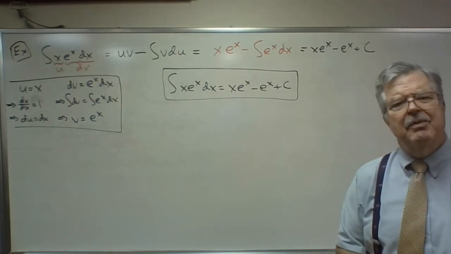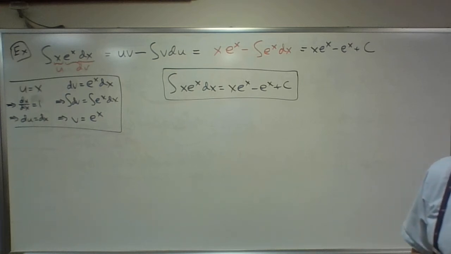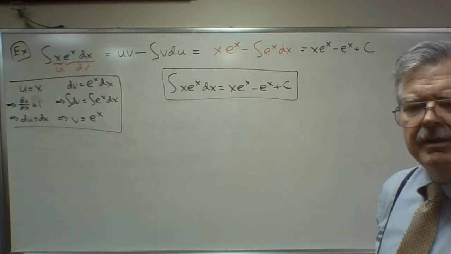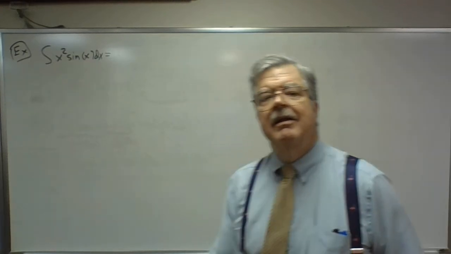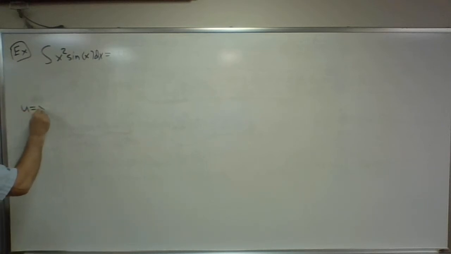Okay, we'll do another one like this. Almost as simple, not quite, but almost. Let's go. X squared is a monomial. Its derivative is 2x. So we consider x squared to be a function whose derivative is simpler than the function itself. And that means we'll let u equal x squared.